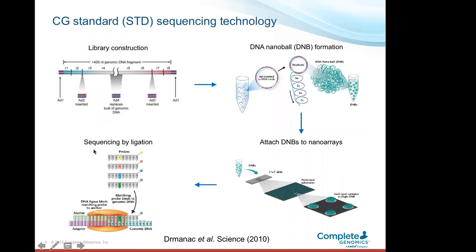At Complete Genomics, the standard sequencing procedure starts with library construction, which involves the fragmentation of DNA and the insertion of adapters into these fragments. After library construction, the fragments are amplified through a rolling circle process to form DNA nanoballs, or DNBs. Each of these DNBs contains hundreds of copies of the same DNA fragment, and these DNBs are then attached to nanoarrays and are subjected to sequencing by ligation.